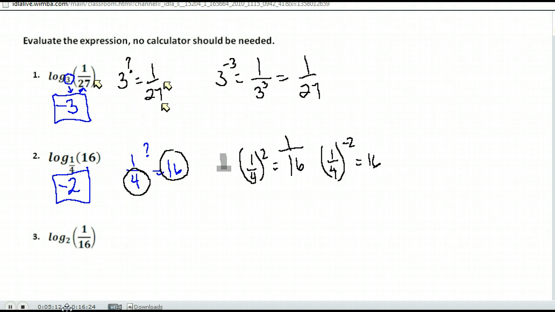These take a while to get used to. It takes a while to get used to manipulating the numbers and figuring them out. You can always check them on your calculator once you're done and go back and say, does that really work?